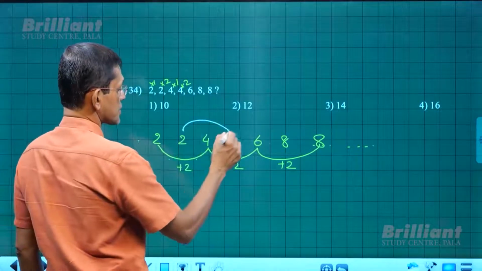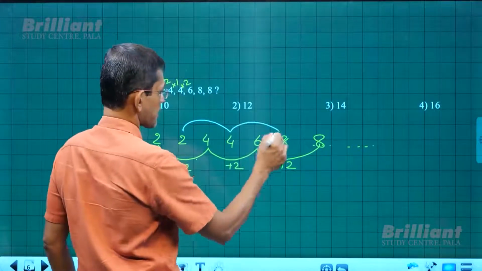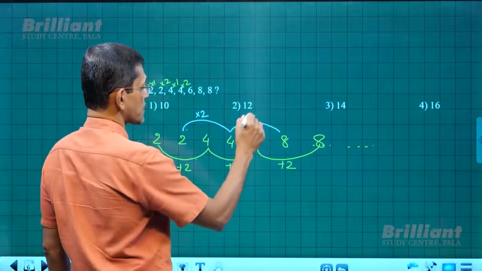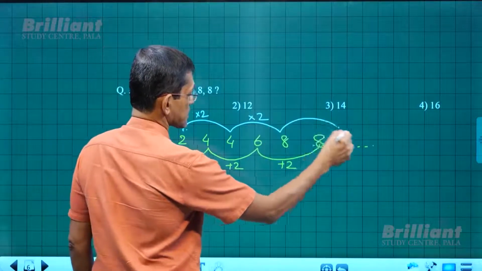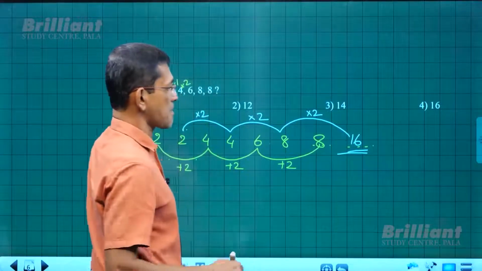So 2 into 2 is 4, or 2 plus 2 is 4. Then 4 into 2 is 8. So 2 into 2 is 4, 4 into 2 is 8. So next one must be 8 into 2. 8 into 2 must be 16. So the answer is 16 here.